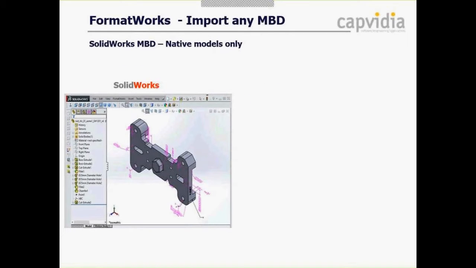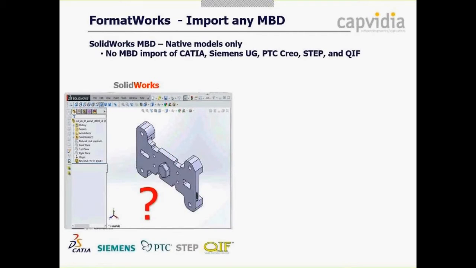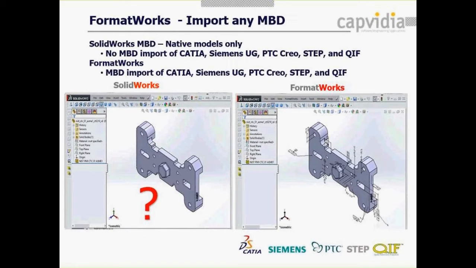I just want to give you a little difference between us and SOLIDWORKS MBD. SOLIDWORKS MBD is only for native SOLIDWORKS models. So basically you design something and use DimXpert and other tools to fully annotate the model. But there's no import available within SOLIDWORKS to bring MBD data in from other sources. So with FormatWorks, we bridge this gap, providing this solution so that you can import other data with MBD into SOLIDWORKS and utilize it.